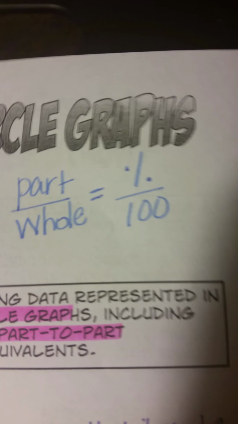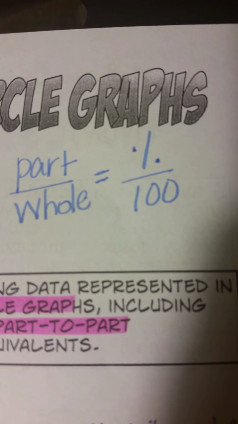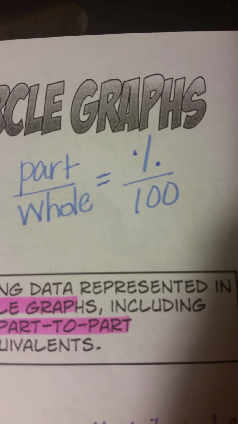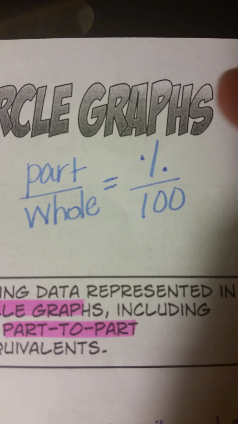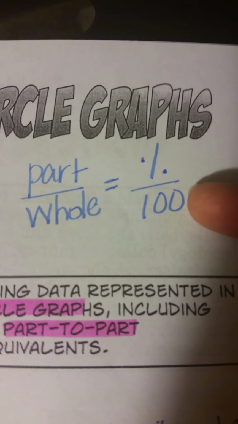Okay, and you see here, I put part over whole equals percent over 100, because that is the percent proportion. Remember, part, whole, percent over 100. 100 always is under the percent.